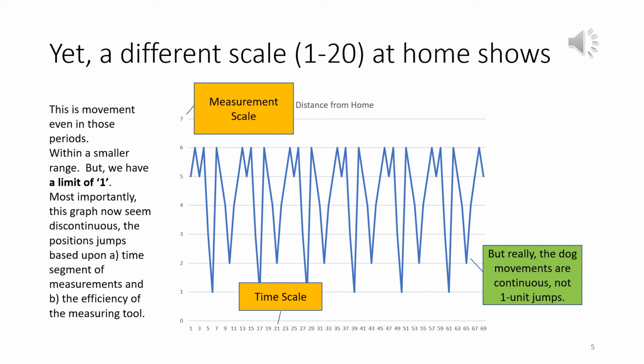There is a restricting barrier, the walls of the house. Sonia might go out alone, but for hours, and millions of measurements, Henry is restricted to that 5 meters, within a smaller range. But, we have a limit of one for measurement. Again, the dog, Henry, is not a probability. So, most importantly, this graph now seems discontinuous, the positions jump based upon A, the time segment of measurements and B, the efficiency of the measuring tool.